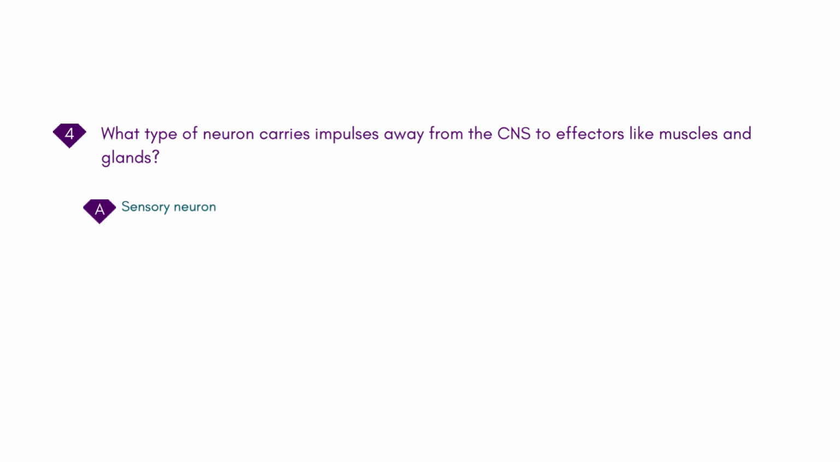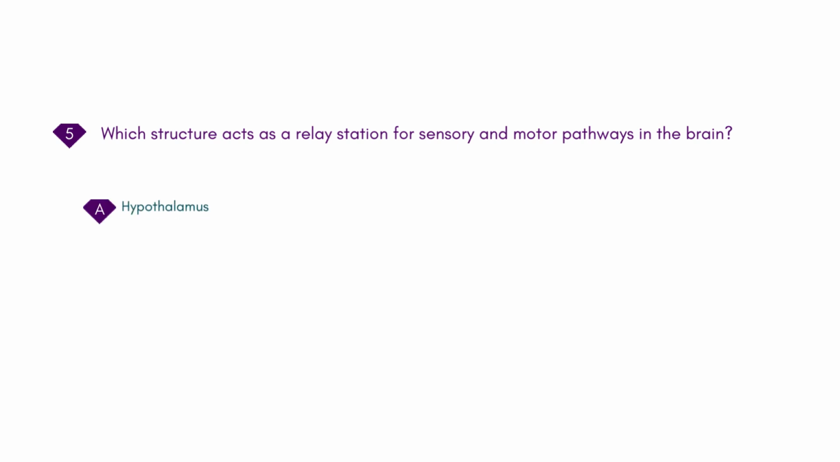A. Sensory neuron. B. Interneuron. C. Motor neuron. D. Glial cell. Answer: C. Motor neuron. Which structure acts as a relay station for sensory and motor pathways in the brain? A. Hypothalamus. B. Thalamus. C. Cerebellum. D. Medulla oblongata. Answer: B. Thalamus. What is the primary function of myelin in the nervous system?